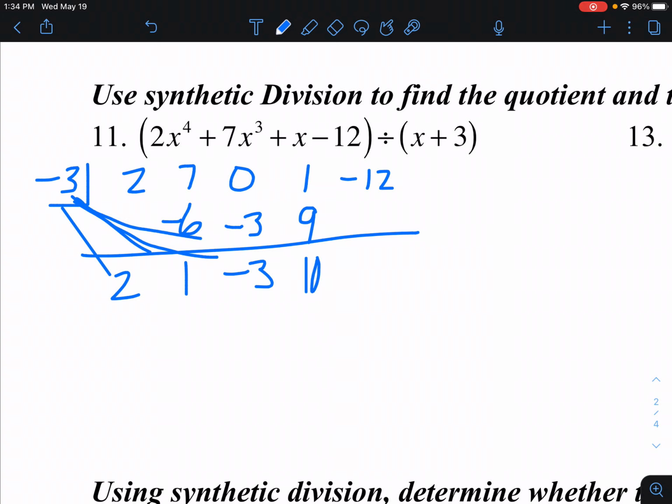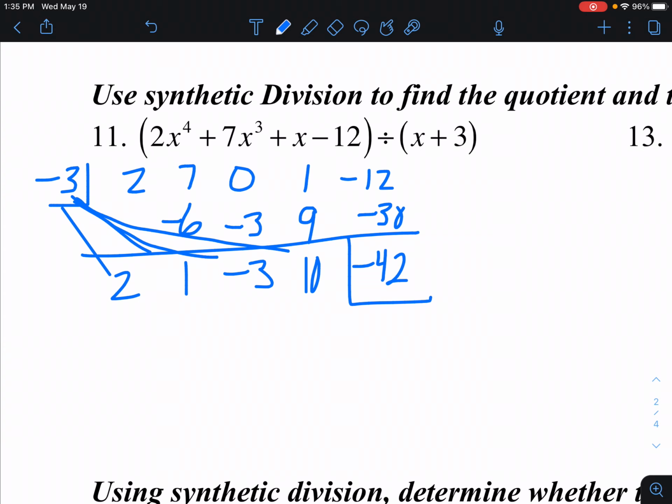And then -3 times 10 is -30. Then add them together: -12 plus -30 is -42. And we're stopping there. There's nothing else to multiply, we went through our last terms. Now we have to make sense of these 5 numbers on the bottom row. We're going to turn it back into a polynomial. The last number is always the remainder. Always, always, always. And then the other numbers can get turned back into a polynomial.